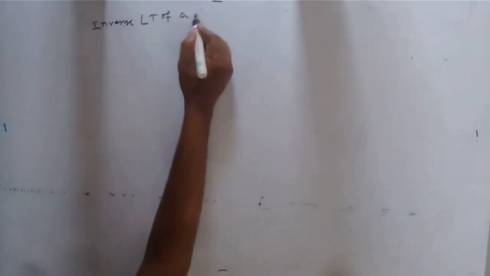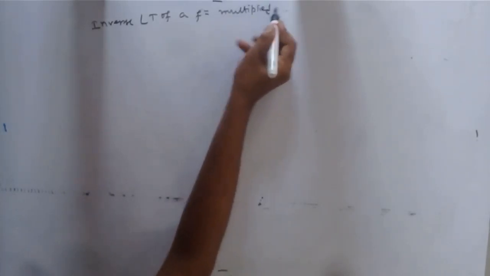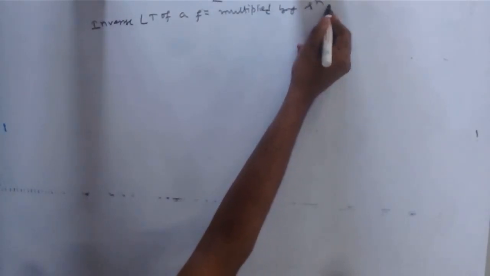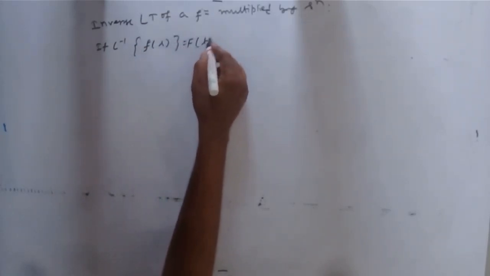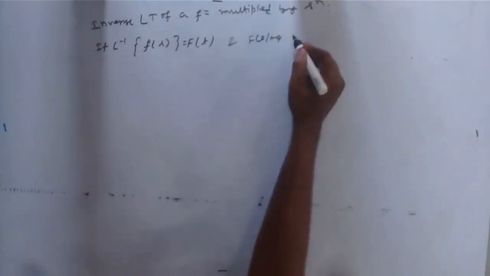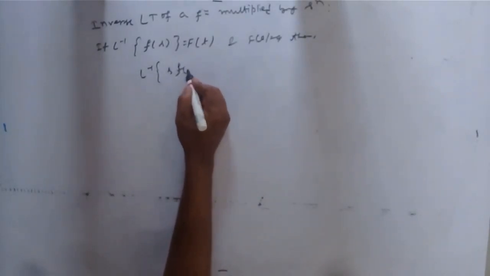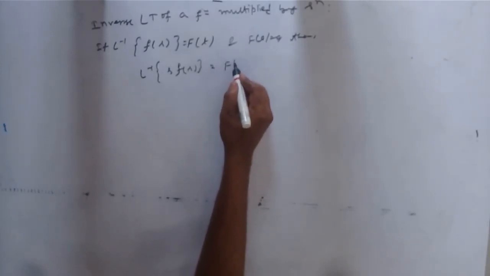Inverse Laplace transform of a function multiplied by s to the power n. So this theorem states that if L inverse of F(s) equals f(t) and f(0) equals 0, then L inverse of sF(s) equals f dash t.